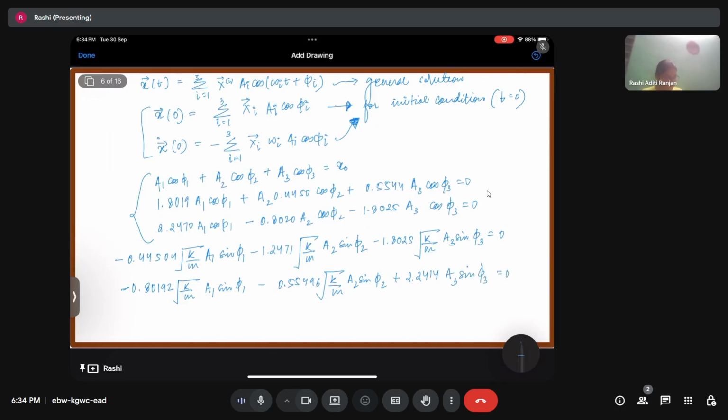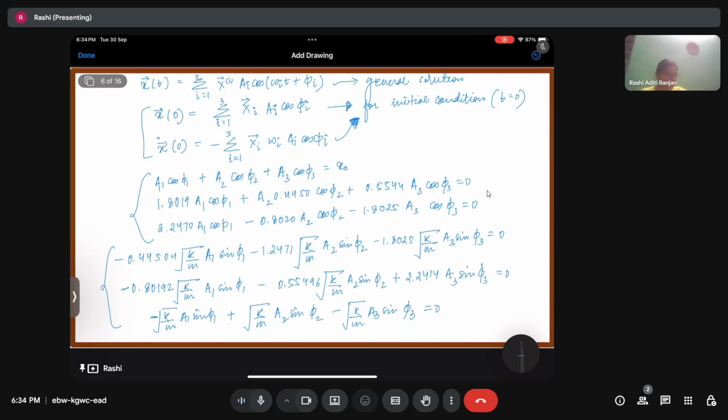And the third and the last equation is going to be minus of k by m a1 sine phi 1 plus under root k by m a2 sine phi 2 minus under root of k by m a3 sine phi 3 is equal to 0. These are for the velocity initial conditions. So in total, we have three phase angles and three amplitudes to find out, a total of 6 variables in order to get the general solution.